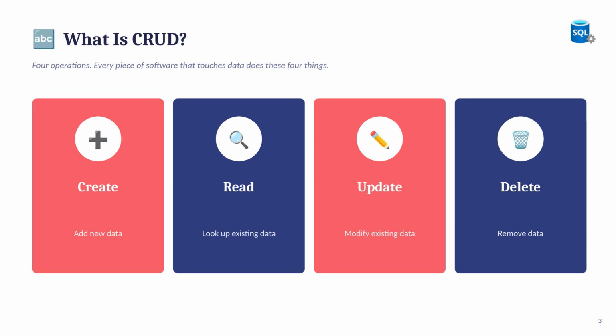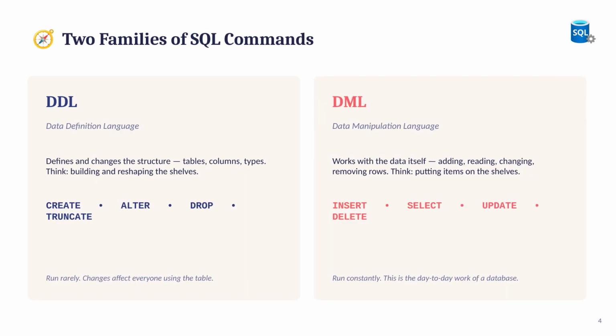Create means adding new data. Read means looking up existing data. Update means modifying data that's already there. And delete means removing data. Almost everything a database does, at its core, is one of these 4 things, dressed up in different business language. A sign-up is a create, a login check is a read, a profile edit is an update, and an account closure is a delete. Now, SQL splits its commands into 2 families.